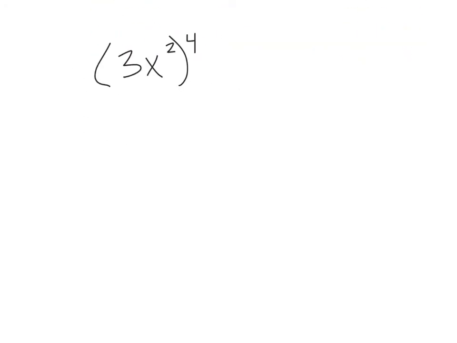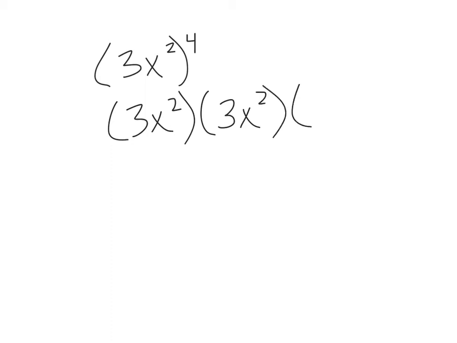So here's another example. I'm going to have 4 groups, and in each group I'm going to have 3x squared. So it's going to look like this. 3x squared, second group, third group, and fourth group.